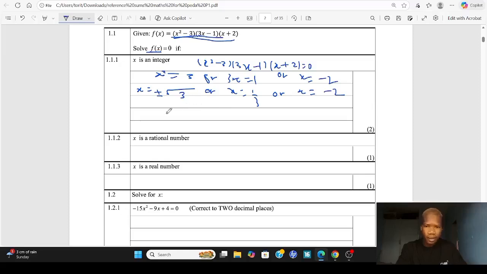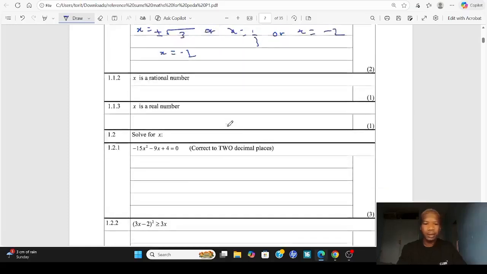But we know that an integer is a whole number, whether it's positive or negative. So x is equal to minus 2. Okay, so let us proceed.